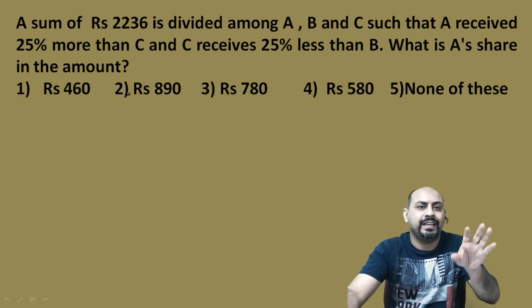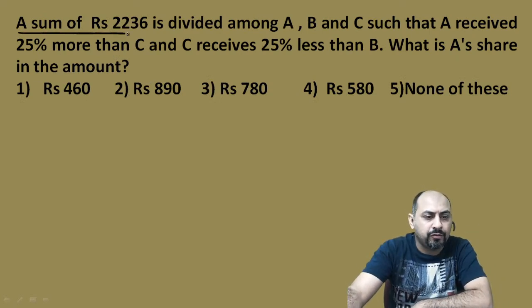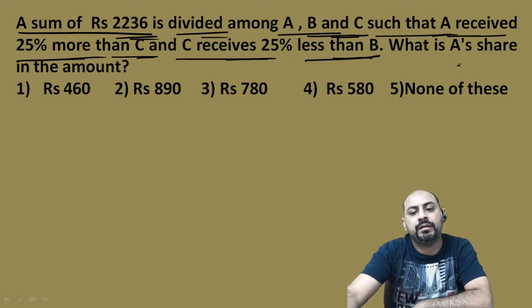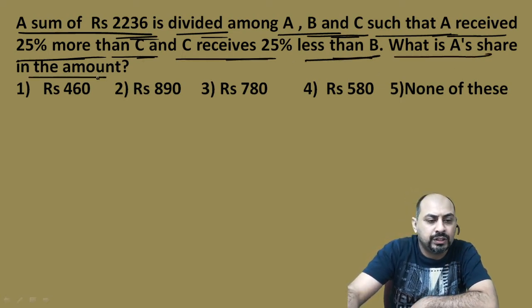Now this is a slightly easier question. A sum of rupees 2236 is divided amongst A, B, and C such that A receives 25% more than C and C receives 25% less than B. What is A's share in the amount?